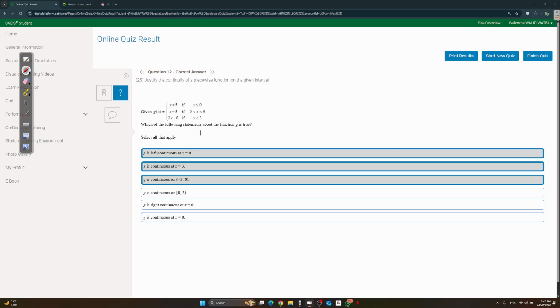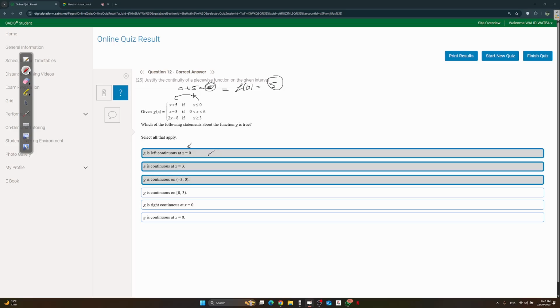So easy. All you have to do is go step by step. Let's check. G is left continuous at x equals 0. At x equals 0, what's the limit? 0 plus 5, which is 5. So what does it need to be left continuous? It needs the limit as x approaches 0 from the left to equal f of 0. That means the left limit, which we got is 5, should be equal to f of 0. What's f of 0? 0 plus 5, which is 5. As you can see, they're equal, so it's left continuous.